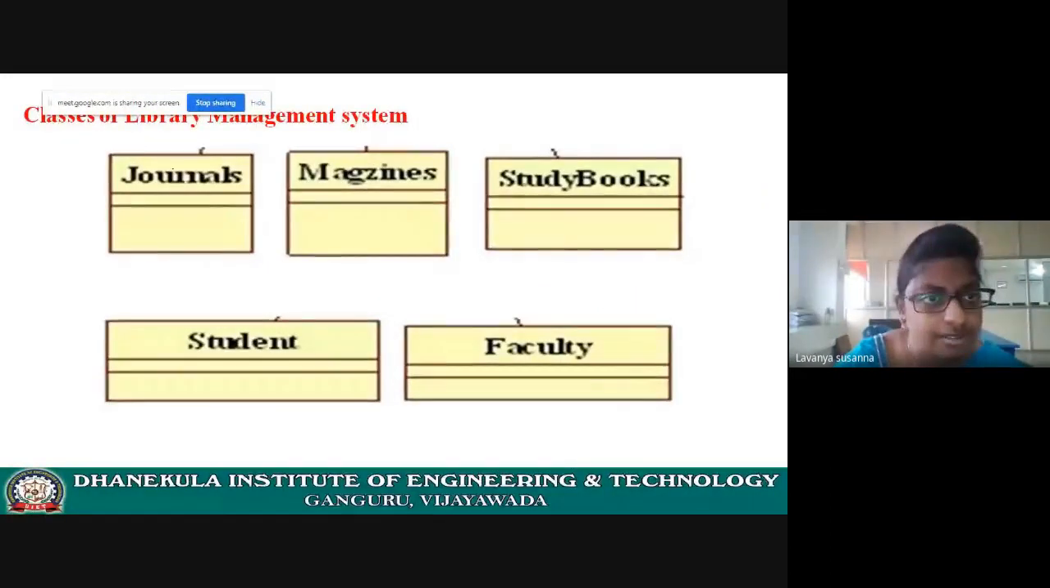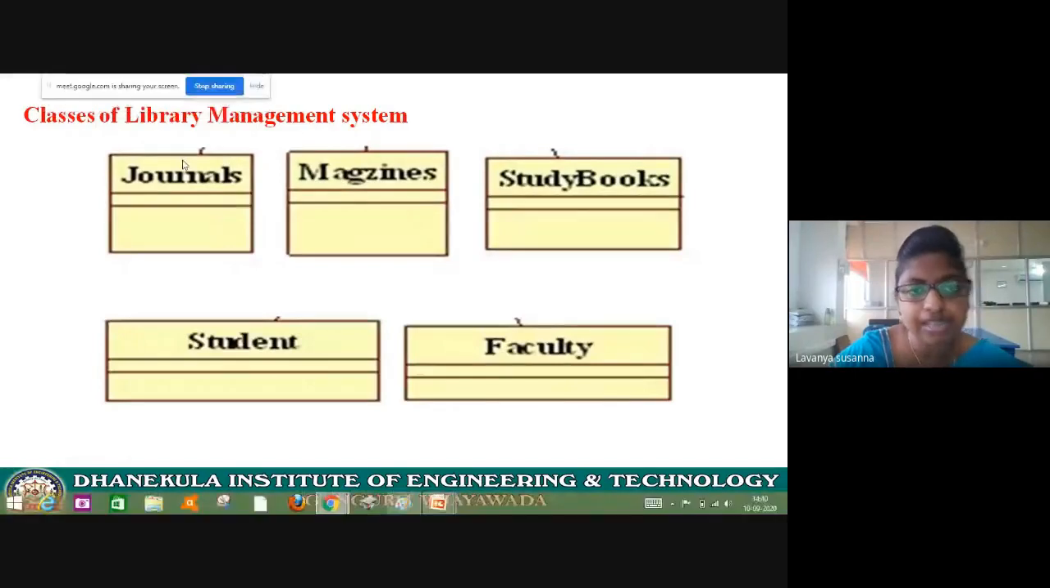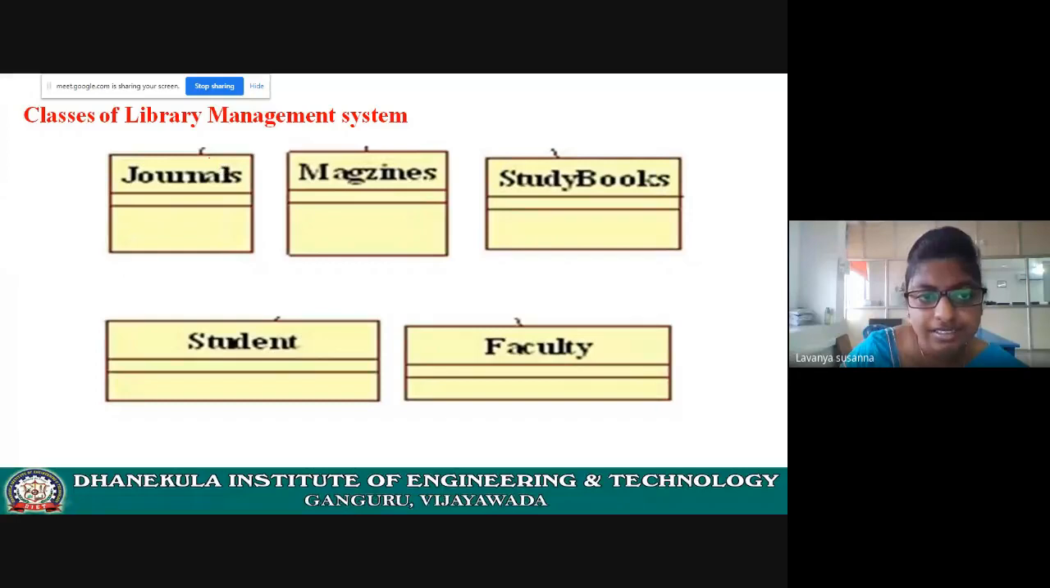Okay, I didn't say this. Okay. Next, see here, there are some classes. You can read the journals, right? Like journals, magazines, study books, materials. Next, student. Who are the members of the library? Student, faculty. Again, you need to identify here. See here, I didn't represent any attributes and methods. Just identify the attributes and methods. See, for a journal, there will be journal number, right? Okay, journal number and many attributes are there. Just now we have seen.